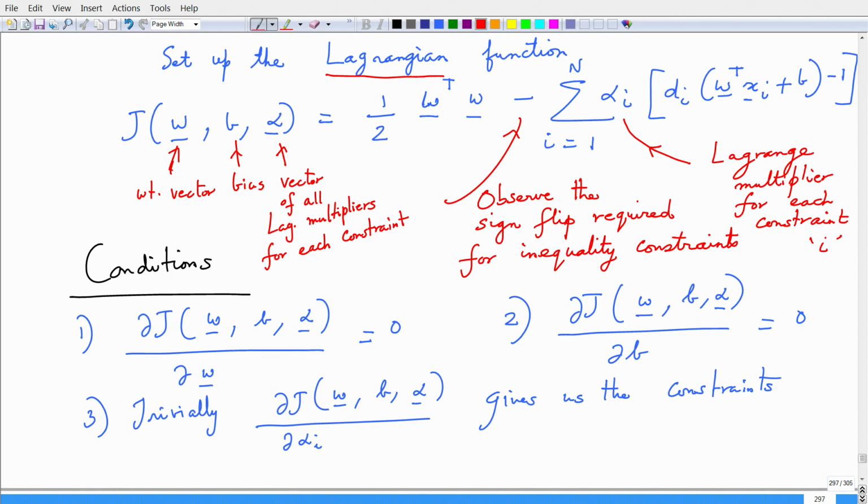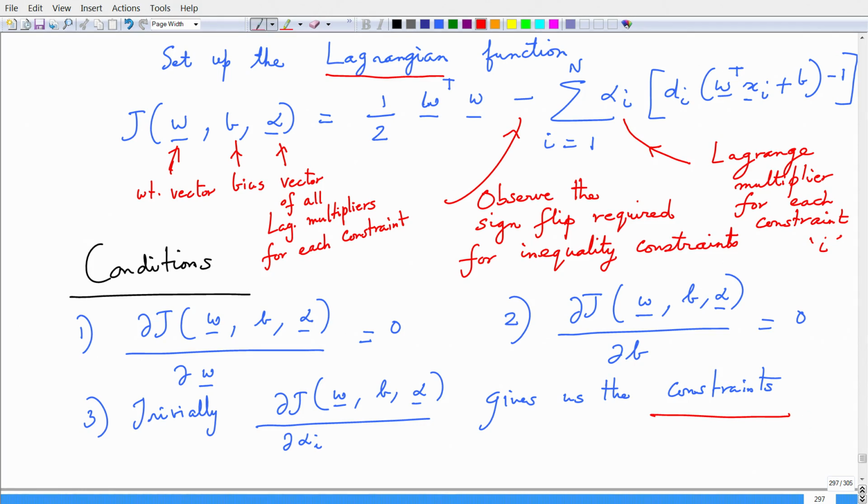Now, for my optimality conditions, I need to take the derivative of this Lagrangian function with respect to the vector W and set that equal to 0, then take the partial derivative of the Lagrangian with respect to the bias and set that equal to 0. And then, trivially, when I take the gradient of the Lagrangian with respect to alpha I should get back the constraint. So, conditions 1 and 2 are important; condition 3 is trivial because you have to get back the constraint.